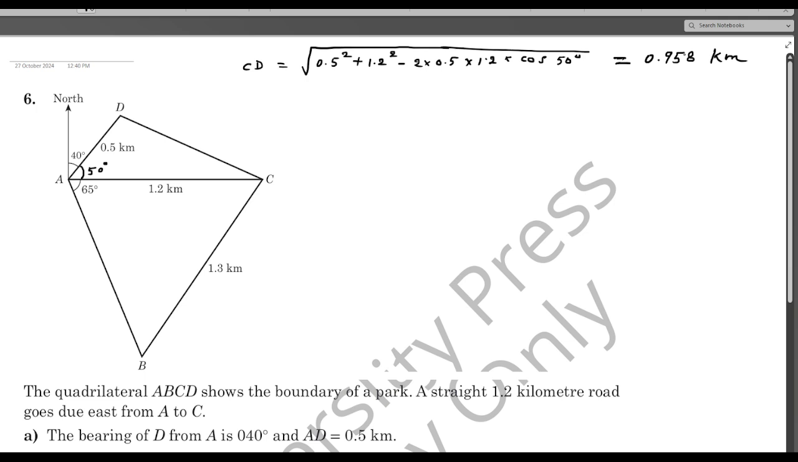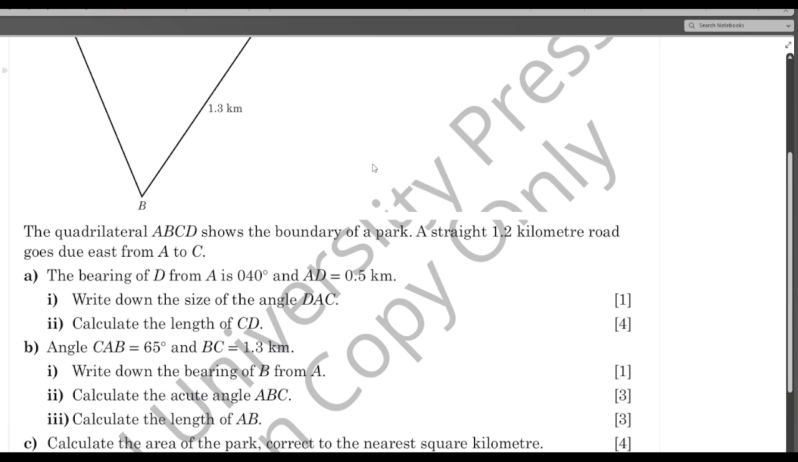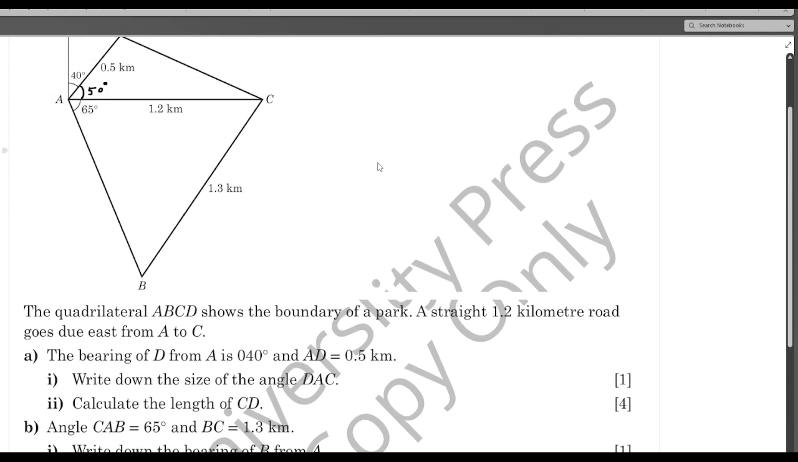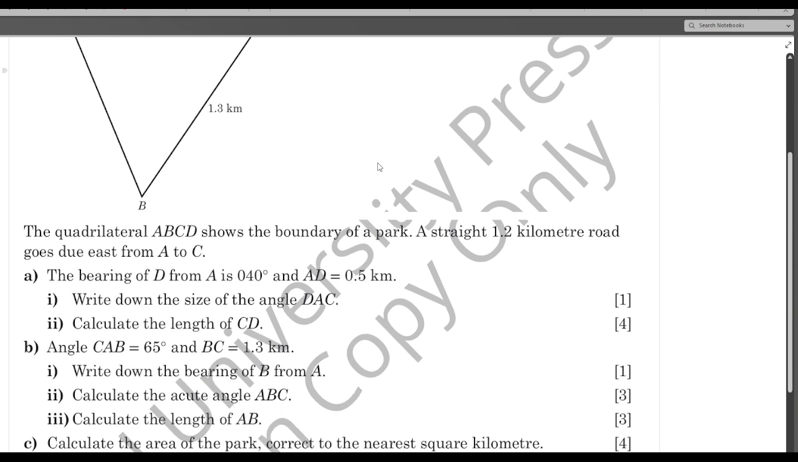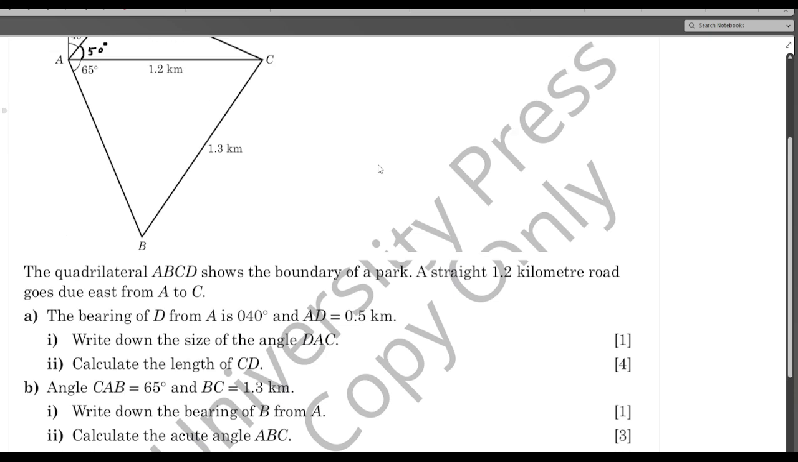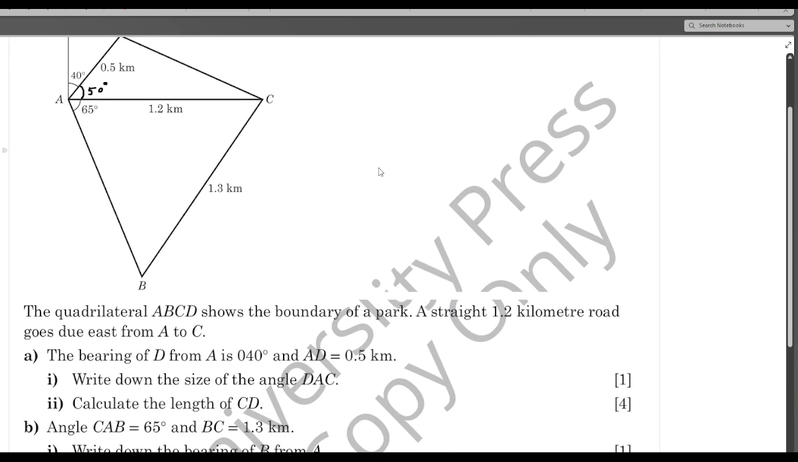0.958. Okay, calculate the length of CD. Done. Now B part. Angle CAB is given 65. Okay, BC is given 1.3. Write down the bearing of B from A.